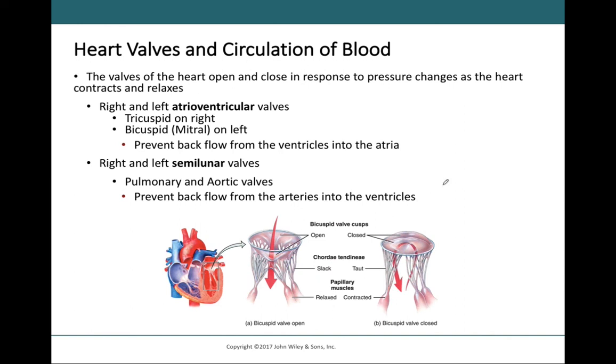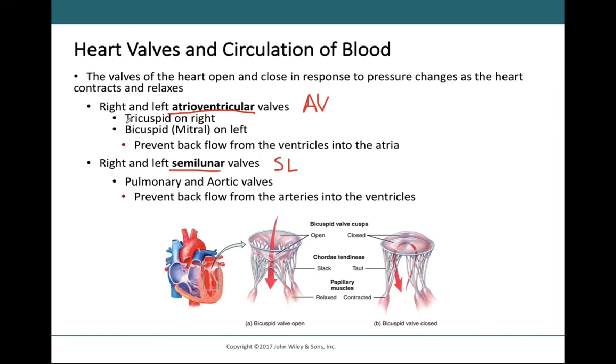So we can classify these heart valves in 2 ways. We have atrioventricular valves, also known as AV valves, and we have our semilunar valves, or our SL valves. The atrioventricular valves, as the name suggests, are going to be the valves that separate the atria from the ventricles, and the semilunar valves are going to be the valves that separate the ventricles from a large vessel.